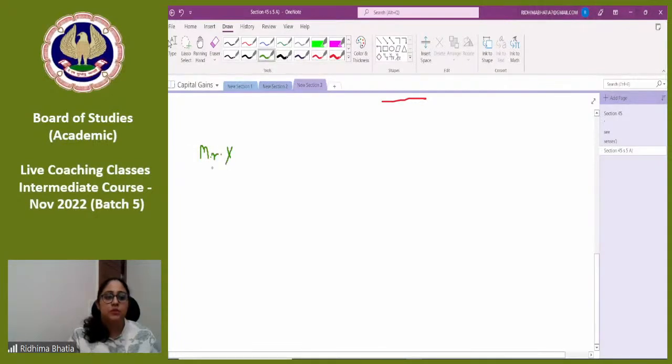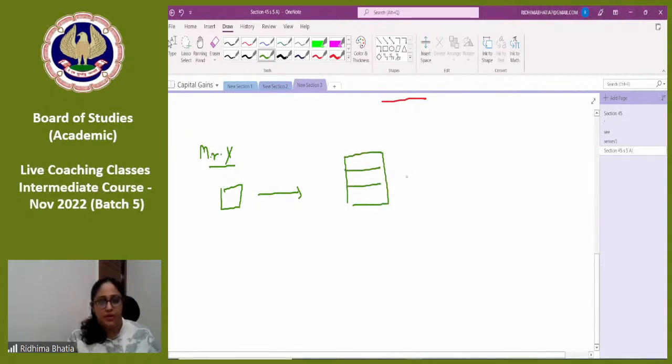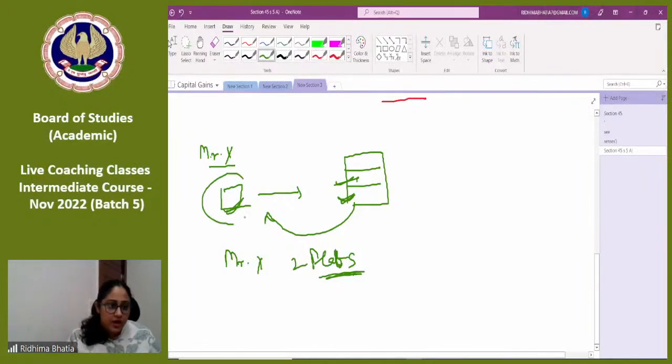Mr. X gave this house, and the builder paid for this house. Mr. X got for this house this and this part. Now, Mr. X has 2 flats. There is no more building here. We understood when the capital gain of this will happen and how it will happen.